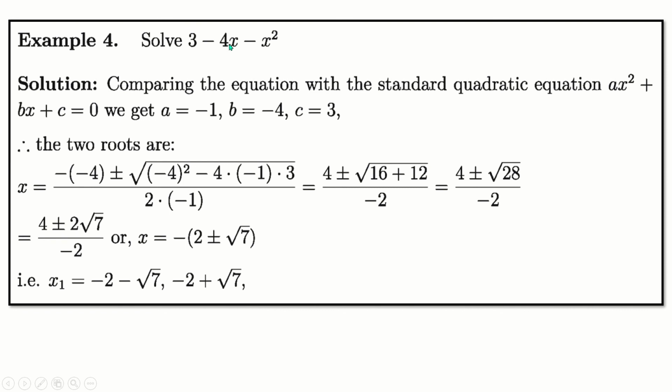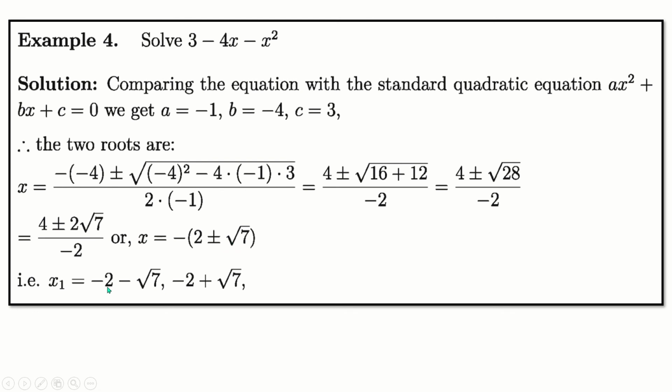Number 4, solve 3 − 4x − x². Again, we compare with ax² + bx + c = 0. We get a equal to −1, b equal to −4 and c equal to 3. And x = −b plus minus square root over b² − 4ac. Same formula, just calculation. Here 4 plus minus square root over 16 plus 12, this equals 4 plus minus square root over 28 divided by −2.